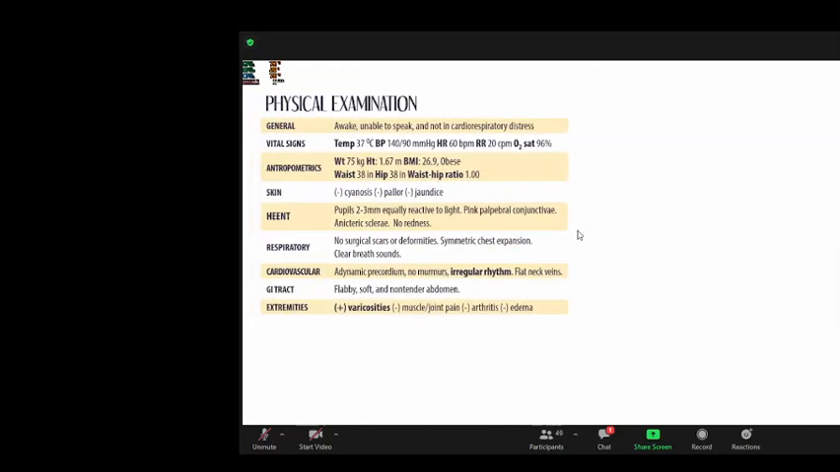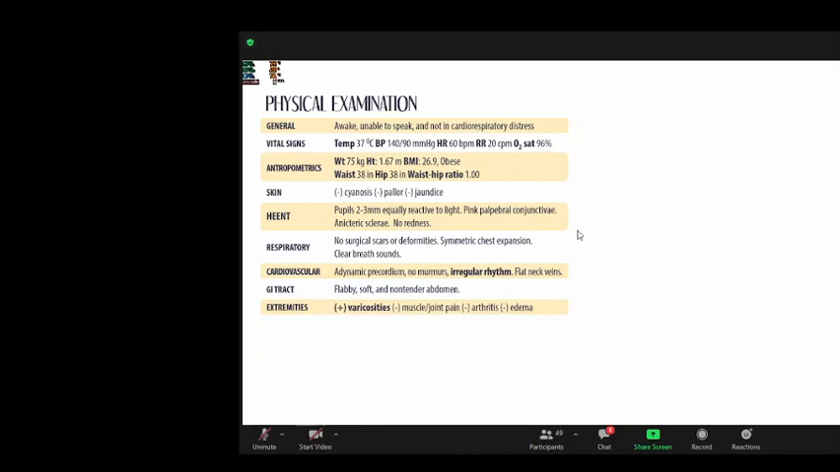For the physical examination, the patient is awake, unable to speak, and not in cardiorespiratory distress. He has a temperature of 37 degrees Celsius, a blood pressure of 140 over 90 millimeters of mercury, a pulse rate of 60 beats per minute, a respiratory rate of 20 cycles per minute, and an O2 saturation of 96 at room air. The patient weighs 75 kilograms and is 1.67 tall with a BMI of 26.9, which is obese according to the Asia Pacific classification. His waist and hips are both 38 inches, with a waist-hip ratio of 1.